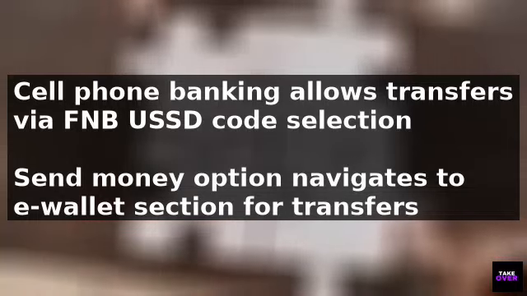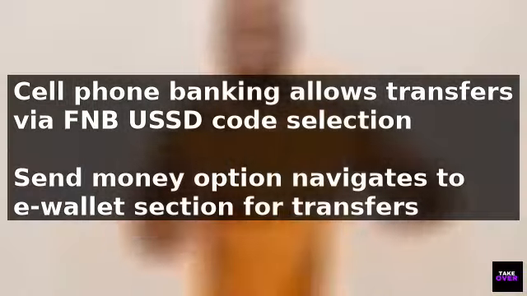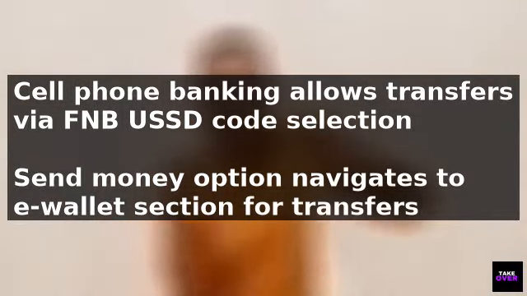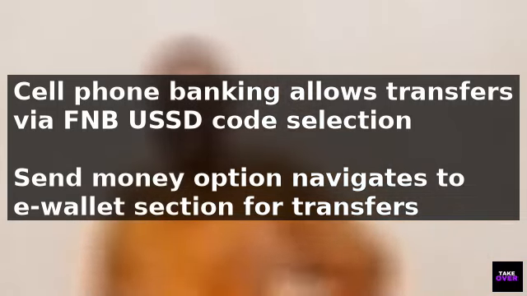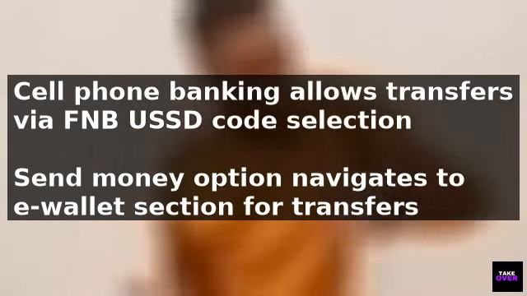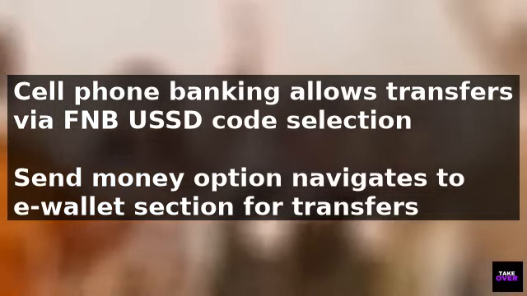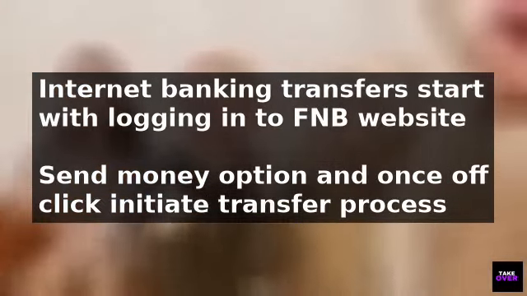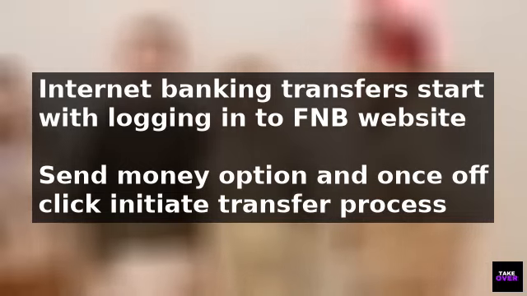To transfer money on FNB without an app, there are several methods available. Through cell phone banking, you can dial the FNB USSD code, select the Send Money option, and then navigate to the e-wallet section. From there, enter the account you want to transfer the money from, input the recipient's cell phone number, and enter the amount you wish to transfer.